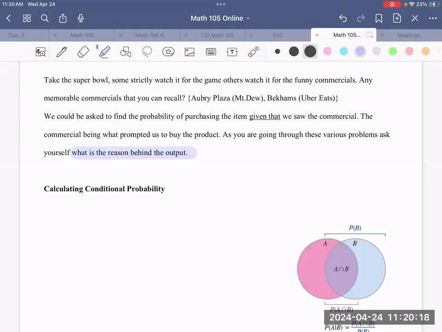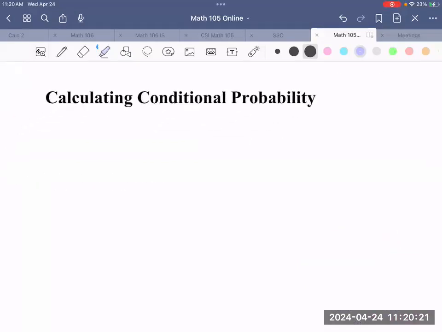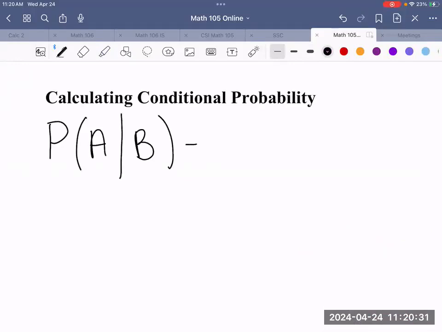So now conditional probability has an equation. This equation says the probability of A such that, or given that, B has occurred. So again, I'm going to reread that. A has not happened yet. A has yet to occur. However, B has already occurred.